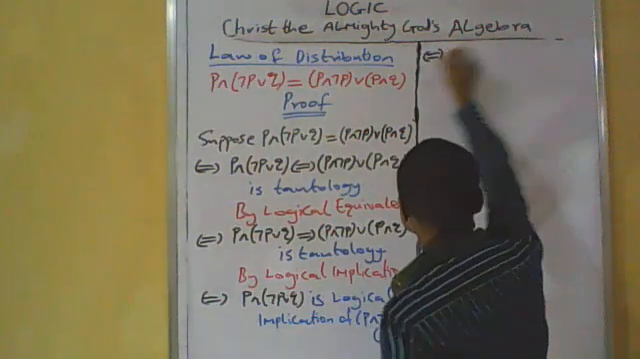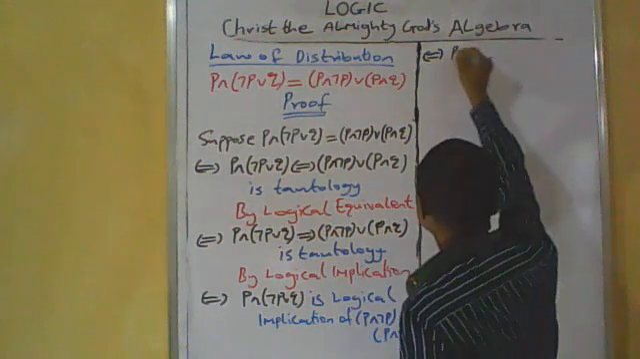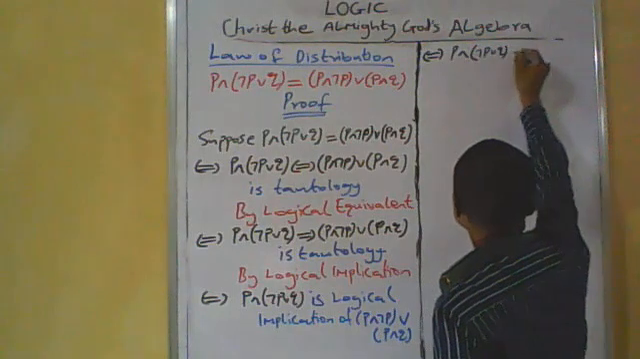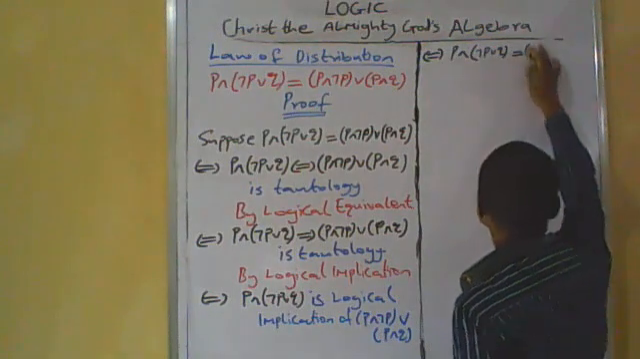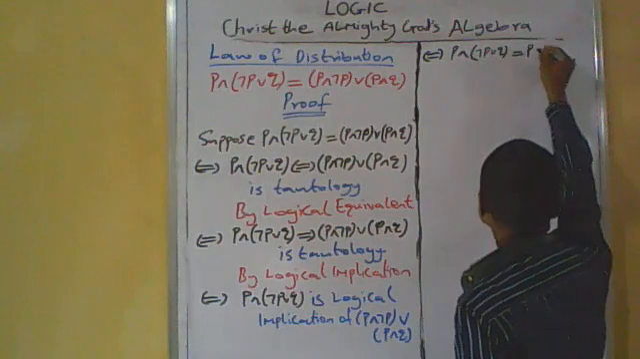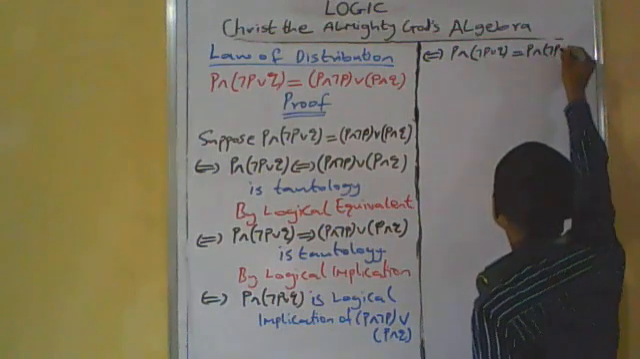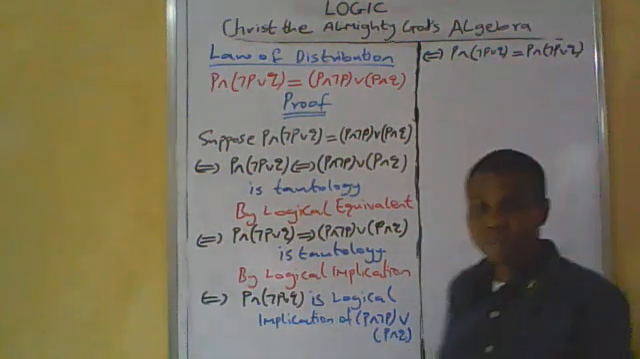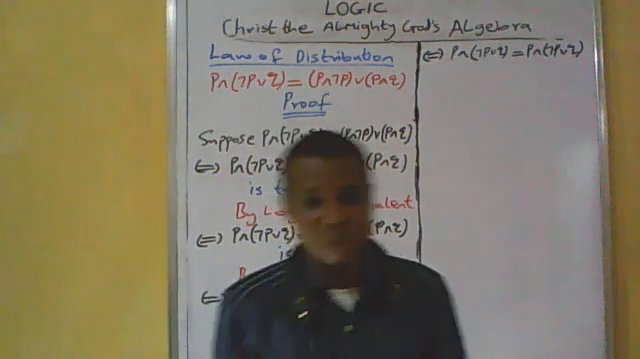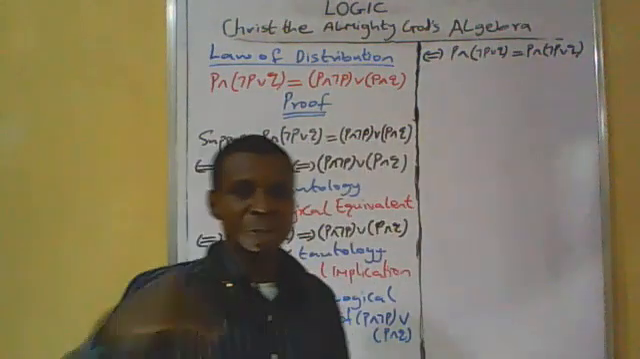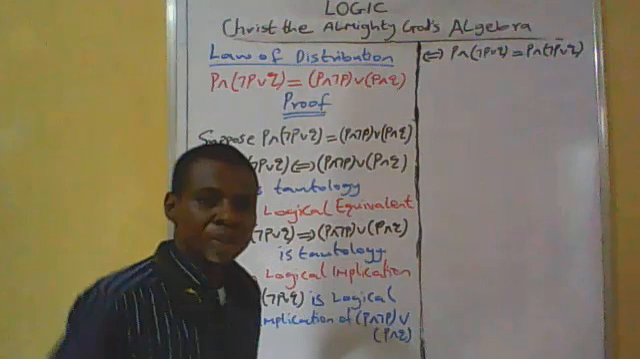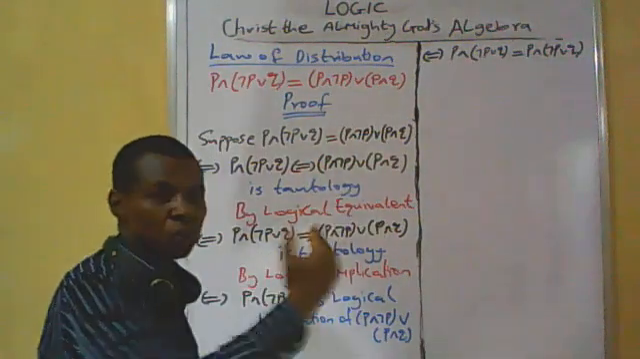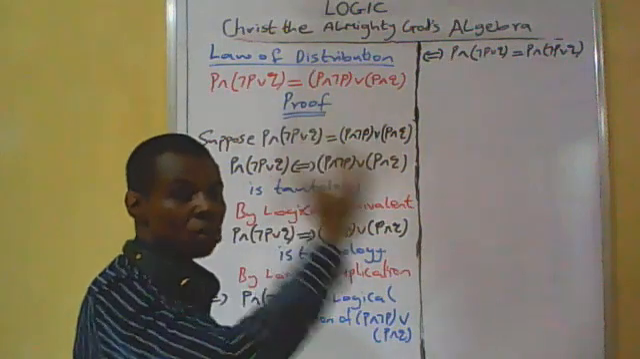If and only if P and bracket not P or Q is equal to P and bracket not P or Q. That means the logical implication is equal to itself. It is true that logical implication is equal to itself, because whenever the left hand side of logical implication is true, the right hand side of logical implication is also true.